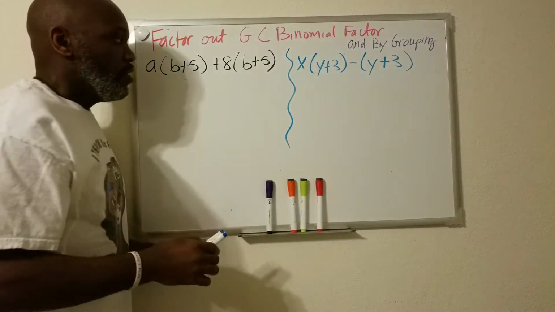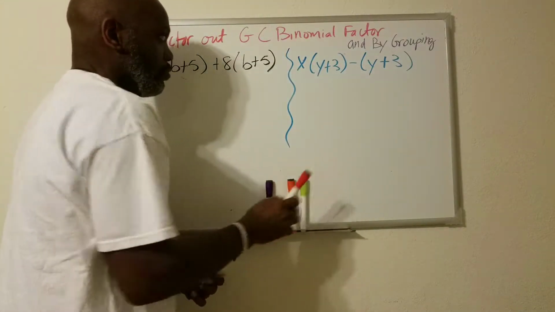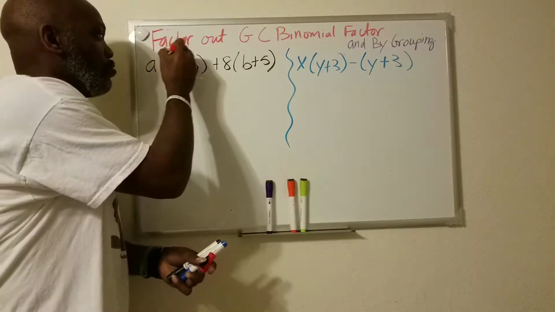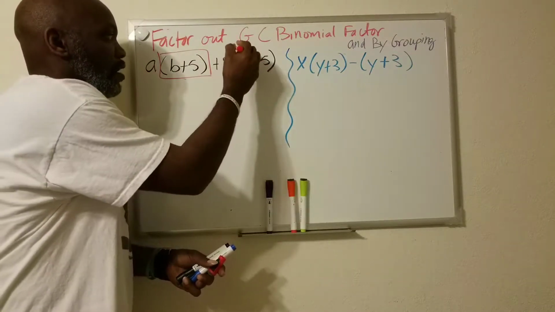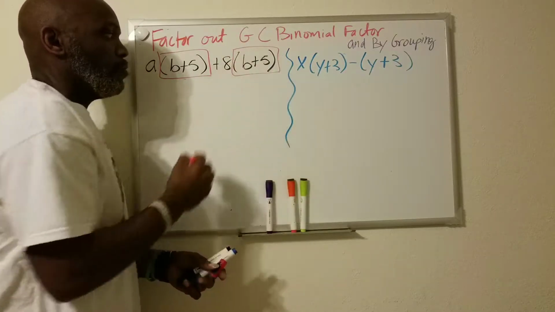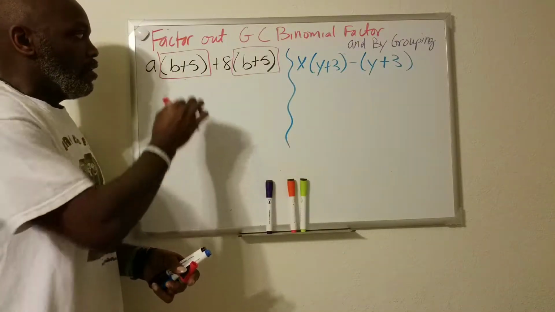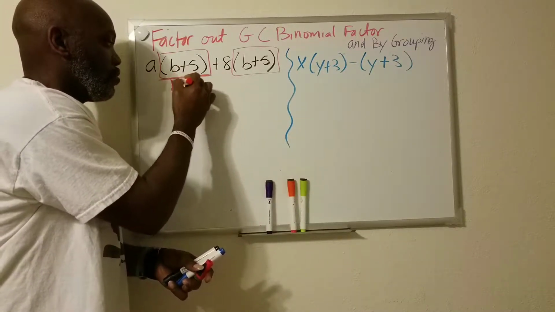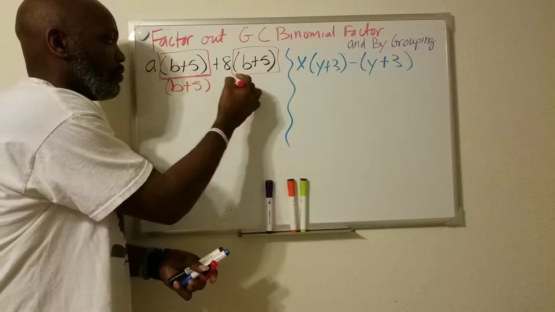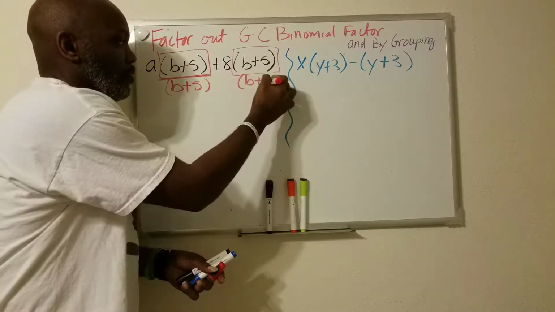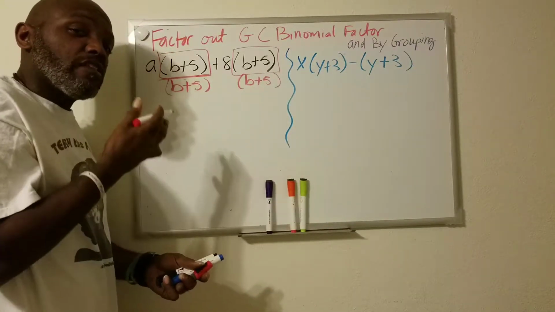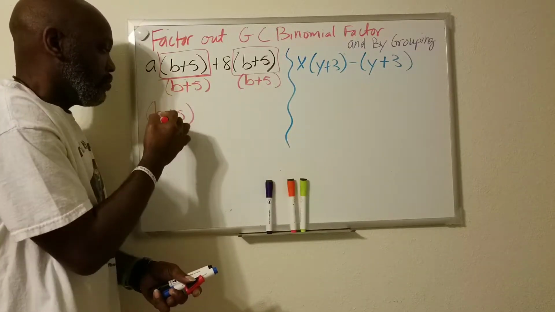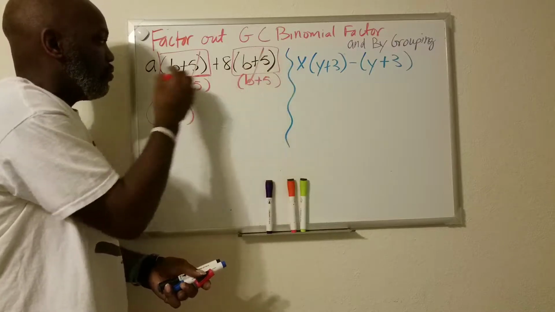So watch this. What you'll see is it's very similar to what we did a few moments ago, but I want you to see what's the same. I want you to see that B plus 5 is the same. And because they are the same, you can reduce B plus 5 and B plus 5 as your greatest common factor. So B plus 5, reduce those out. What do you have left, right?